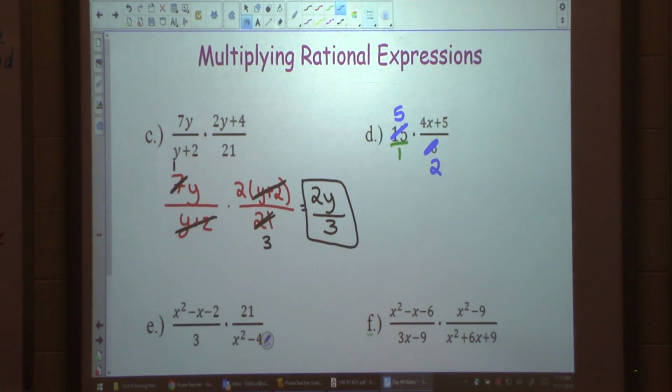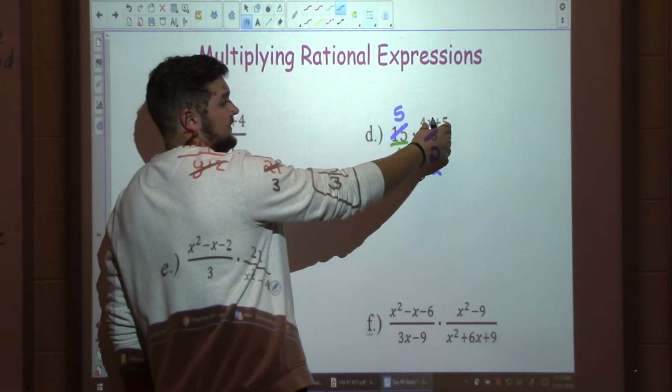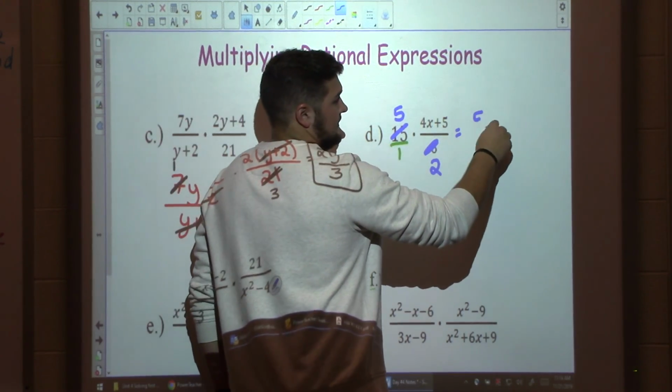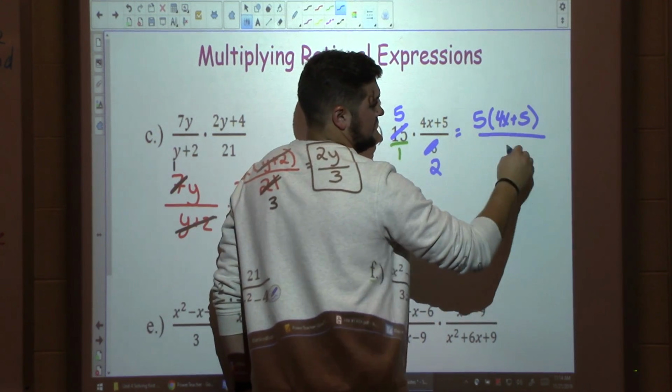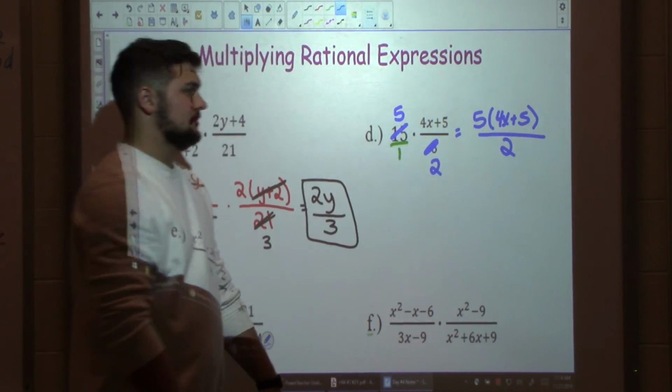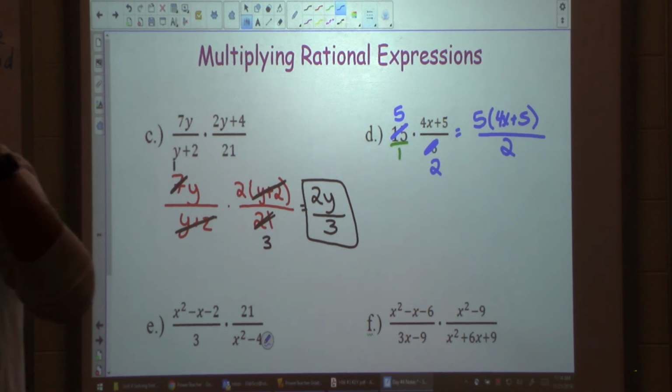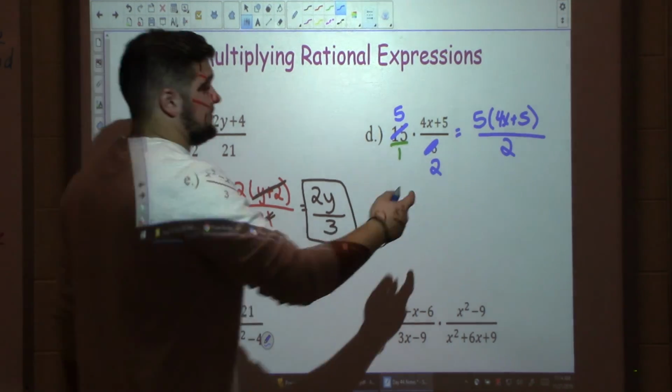No. Right, remember, you can't do the 4. It's part of 4x plus 5. So I get 5 times 4x plus 5 when I multiply over 2. Now, can I leave my answer like that? Yeah, that's okay. Or you can distribute it. It's really up to you.